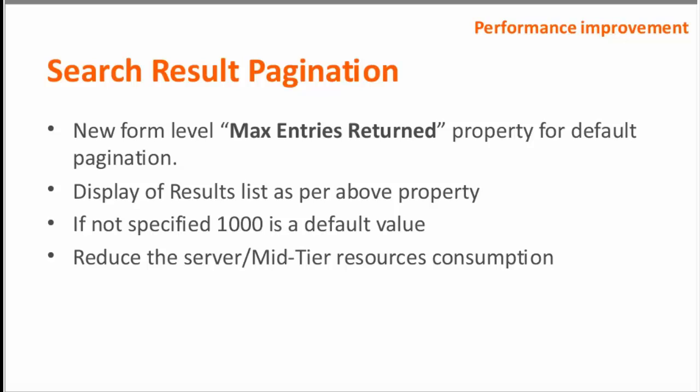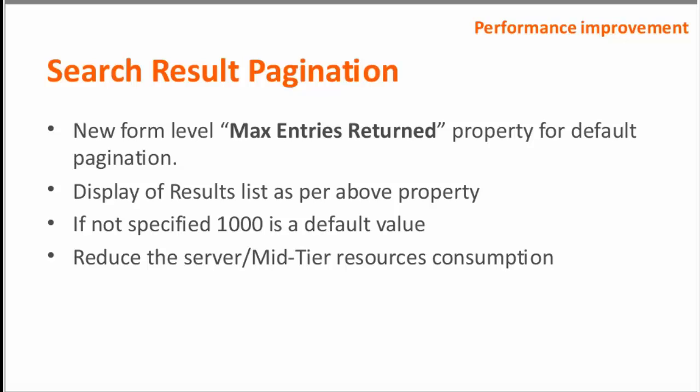This property also provides a way to define different values for different forms. So if on form A you want 100 records per chunk, then you can define that. But at the same time, on form B, you may define 200 or some other value. But if we don't define anything for this, then 1000 will be used as the default value.